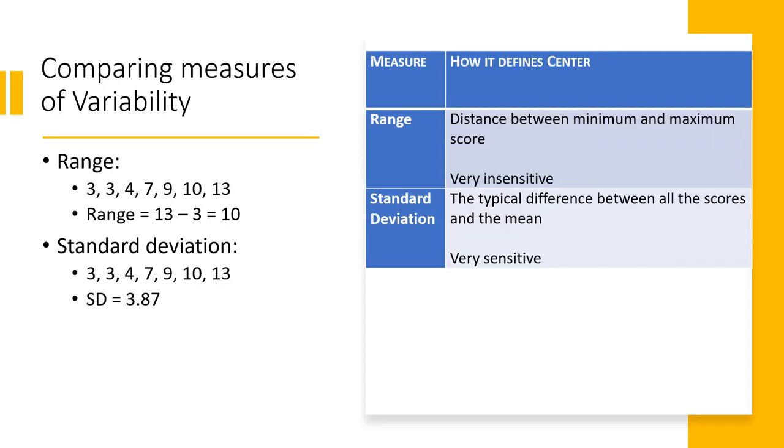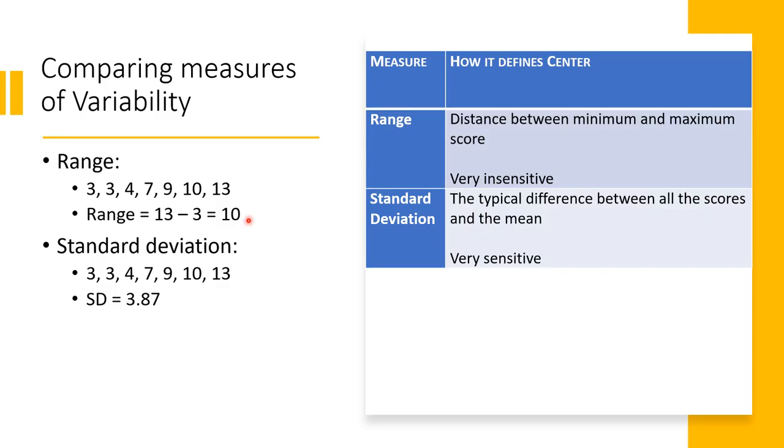Now we need to talk about the variability and the choices you have for measuring spread or the variability of data. You have the range and the standard deviation. The range is simply the distance between the minimum and the maximum score. So you would find the minimum score, find the maximum score, find the difference between them, and that's your range.